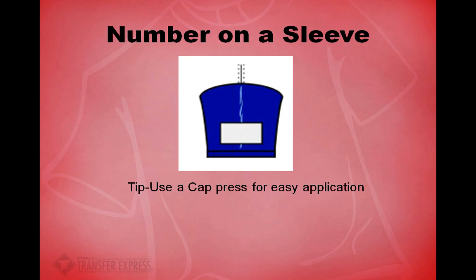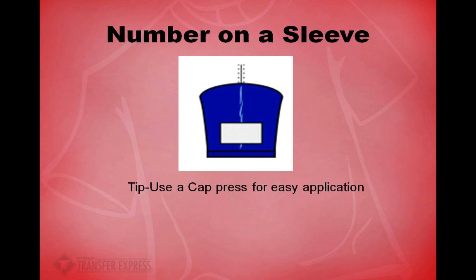Now here's a tip too. There are some sports, there are occasions where people will ask you to put numbers on sleeves, whether it's just to be different or this is the style that the league is looking for. A great tip, you can do numbers on sleeves using a cap press. If you have a hat press, a Hotronics hat press, they are fantastic for that purpose.